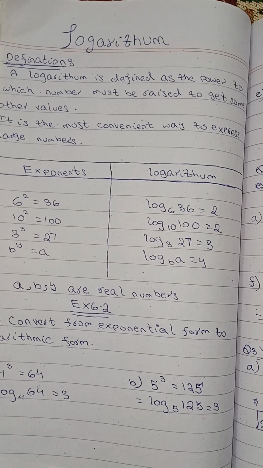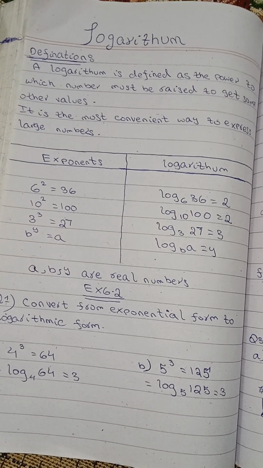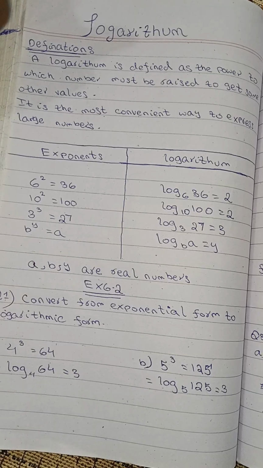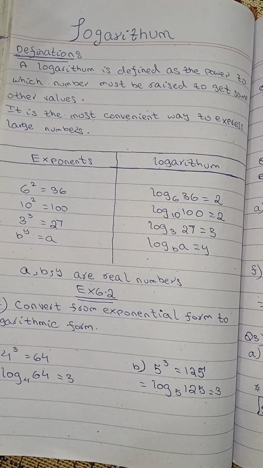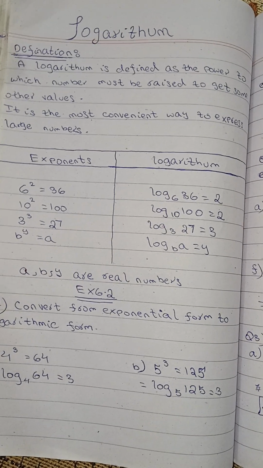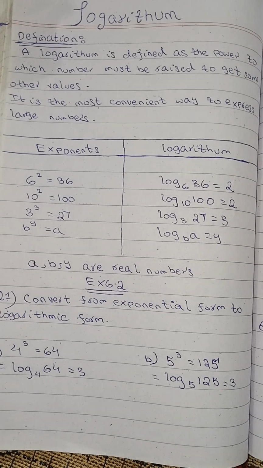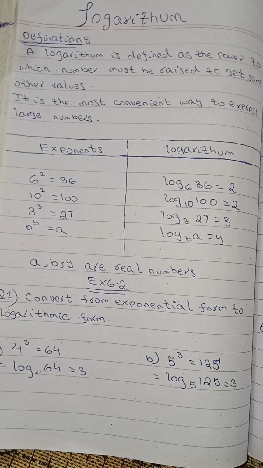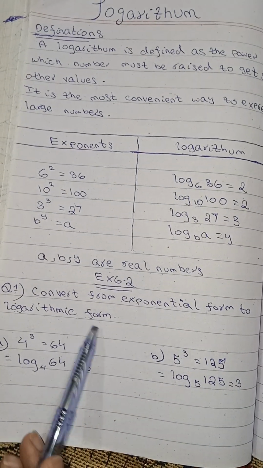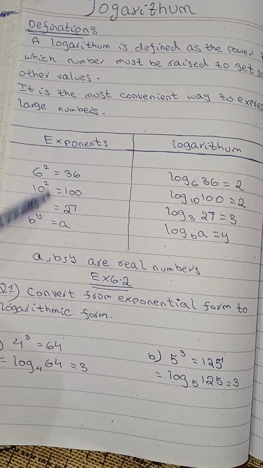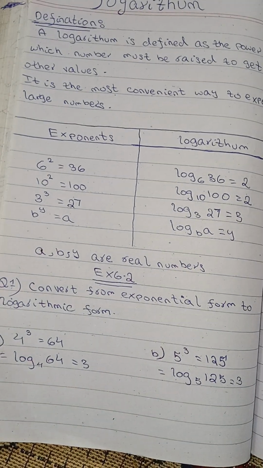So now we will start the exercise 6.2 in your book of mathematics of grade 9. Question numbers 1, 2 and 3 we will make sure to complete in today's class. Exercise 6.2 says convert from exponential form to logarithmic form. These are known as exponential form, and these are known as logarithmic form.